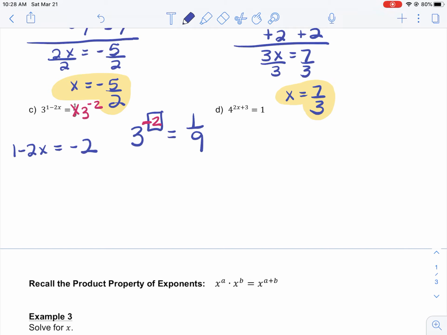In this case, I'm going to subtract 1 from both sides because my x is already kind of isolated on the left there. I get negative 2x equals negative 3. Divide both sides by negative 2. A negative divided by a negative is a positive, so we get x equals 3/2.